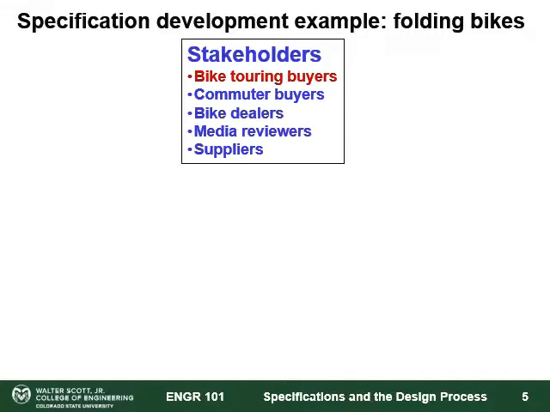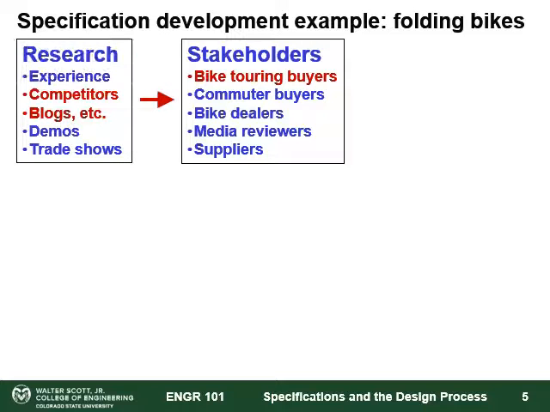So in my case, the stakeholders fall into 5 main categories, of which one, which I've marked in red here, is the most important. Those stakeholders include people who go bike touring and want to fly with their bikes. It can include commuter cyclists. So these are people who would use a bike and then put it on the train or on a bus or something like that, or in the car. It includes bike dealers who would sell these products, media reviewers who create interest in those products, and suppliers who help make those products. So I've done a lot of research in this field.